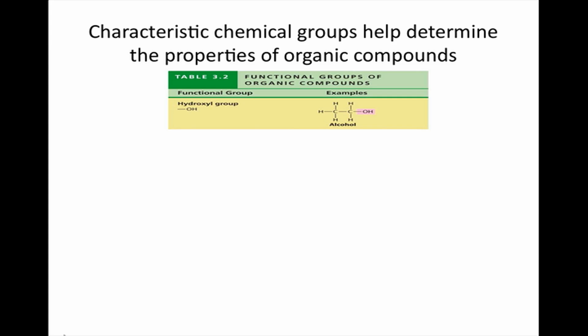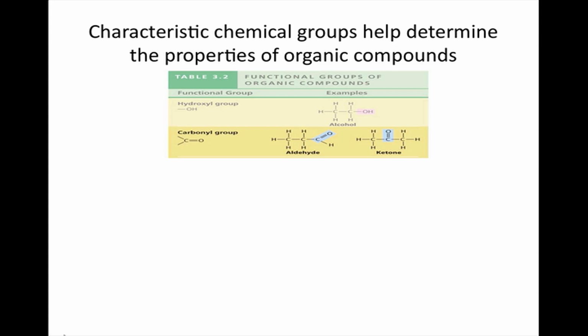The first functional group that we will discuss is the hydroxyl group, which consists of one hydrogen and one oxygen atom. This group will commonly form alcohols. A carbonyl group is composed of one carbon atom and one double-bonded oxygen atom. This group may be found at the ends of molecules, known as aldehydes, but when a carbonyl group is found near the center, it is known as a ketone.